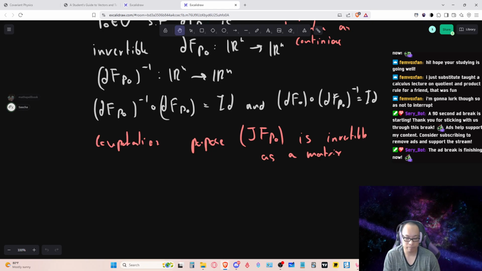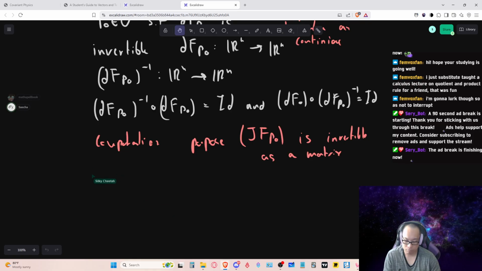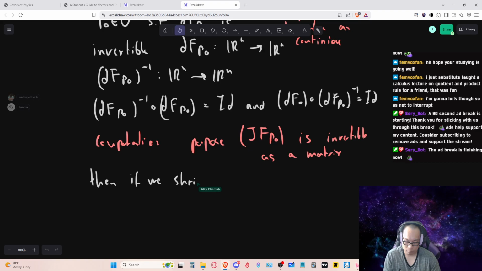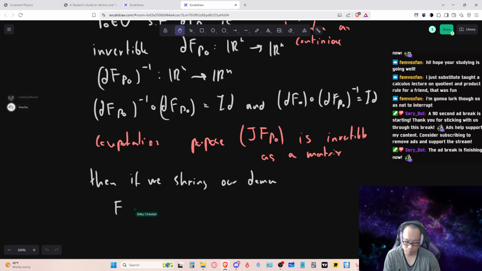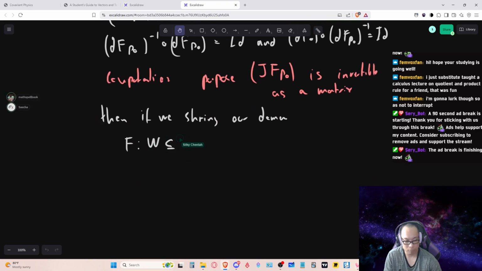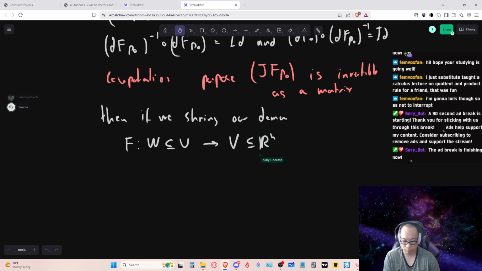Okay, so what does the theorem say? It says, if our differential at some point P0 is invertible, then if we shrink our domain, for example, we'll write something like that, and we're also going to consider some V inside of Rn, so I also restrict the codomain. If we shrink, and we also want this to contain the point P0, then this is a bijection.